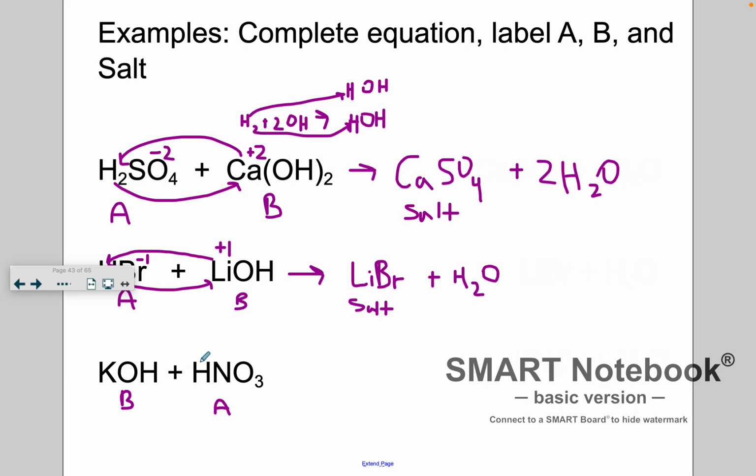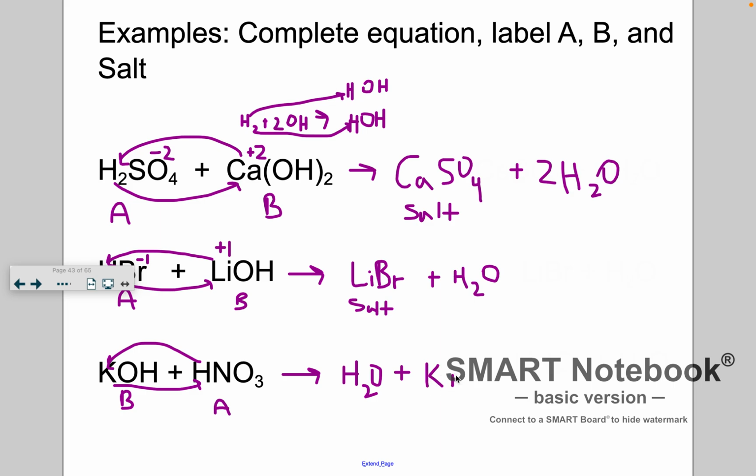Okay, so the H is going to swap places with the K. All right, so H swap places. So I have an HOH, that is water. And then my salt is going to be KNO3.